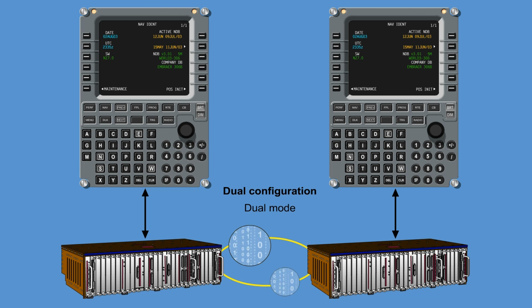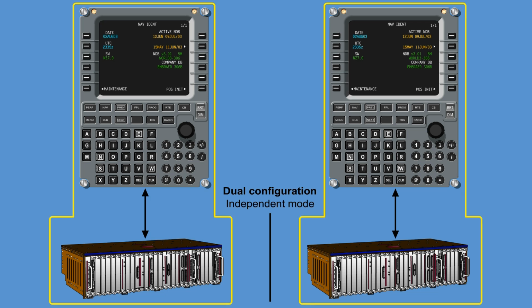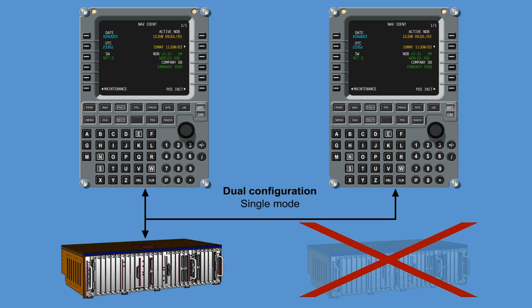In case the FMS is unavailable to operate in dual mode for any reason, it will either operate in independent mode or in single mode. In independent mode, each MCDU controls the on-side FMS, and in single mode, both MCDUs will be connected to one FMS, one at a time.